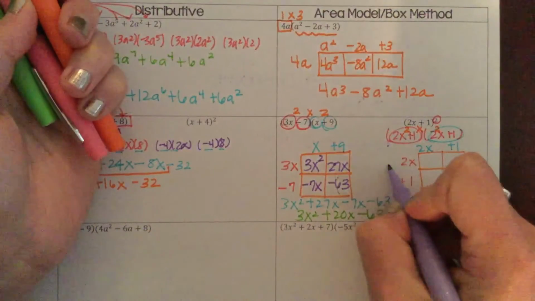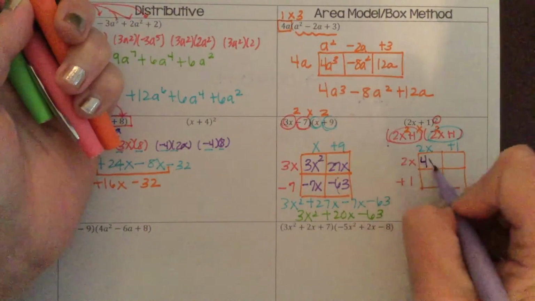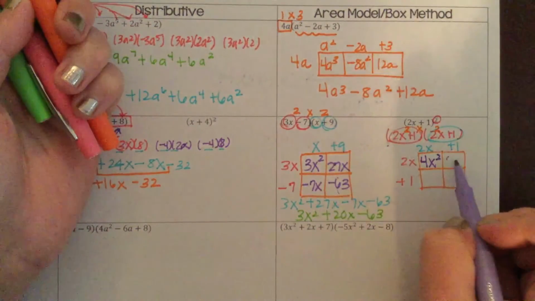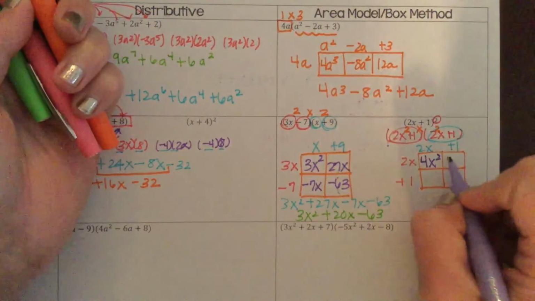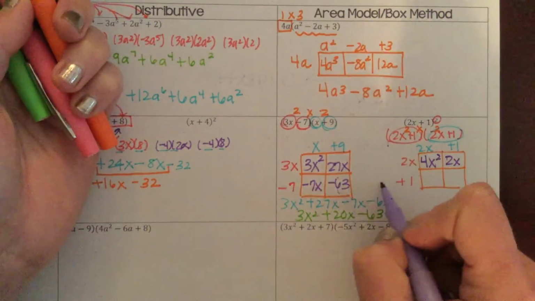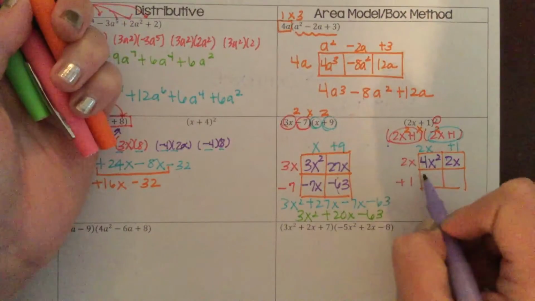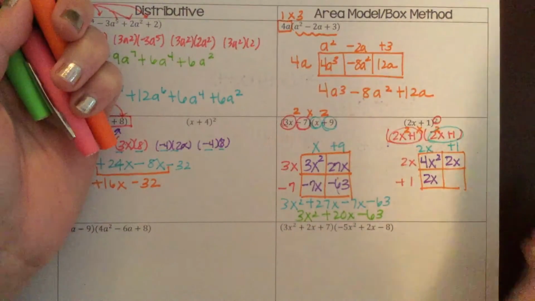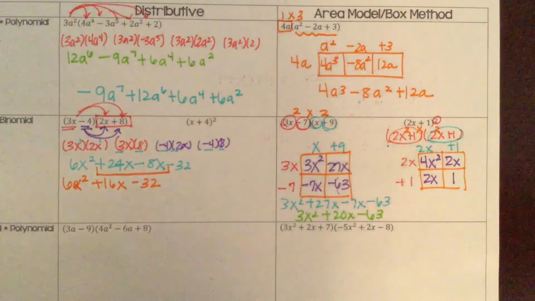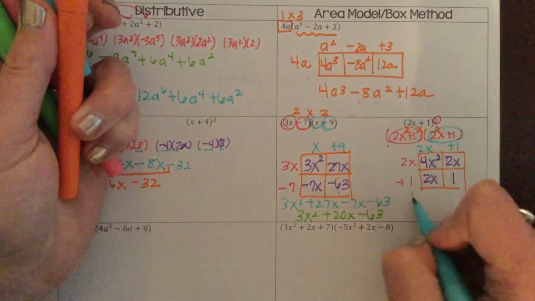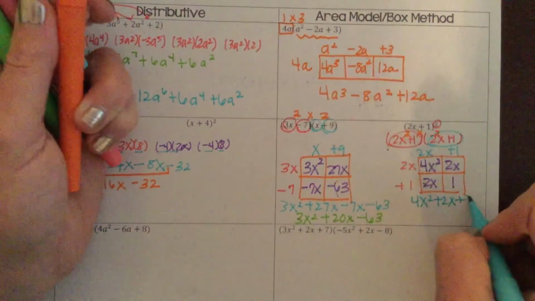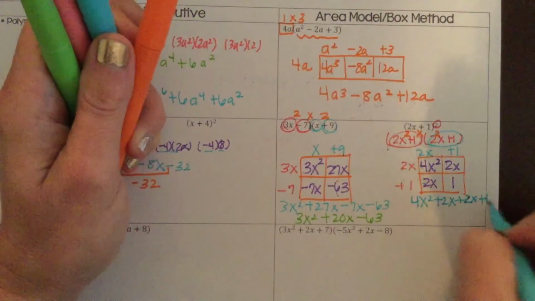Here, 2x would get multiplied by 2x to make 4x squared. For this box, 2x would multiply 1 to make 2x. This box, 1, is going to multiply 2x to make 2x. And finally, 1 will multiply 1 to make 1. This gives me 4x squared, a positive 2x, another positive 2x, and a 1.